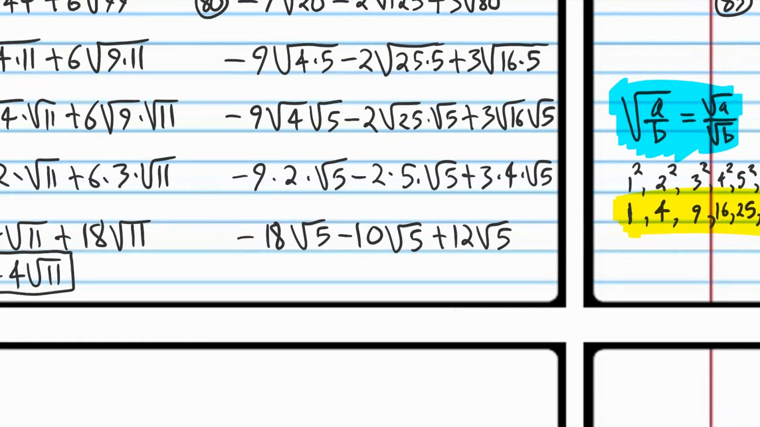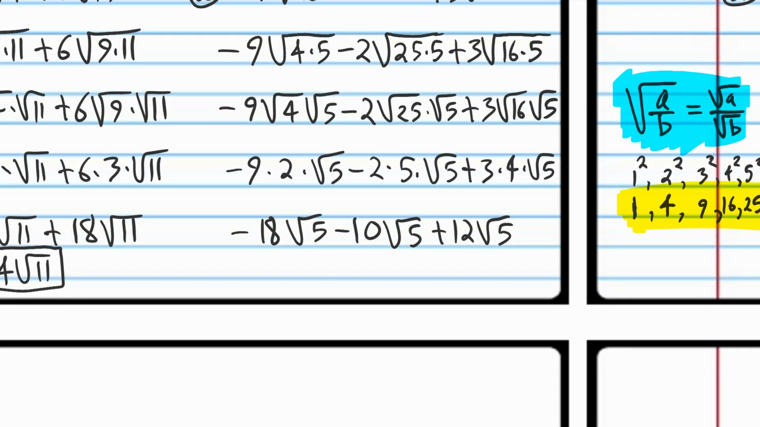Now we have root 5s, and we get negative 16 it looks like. Negative 16 root 5. So we got negative 16 root 5. Good job.